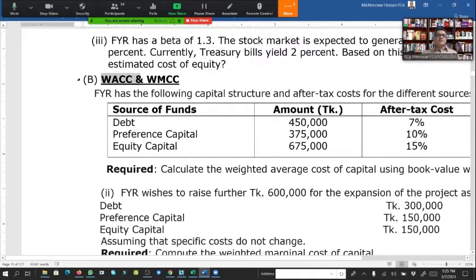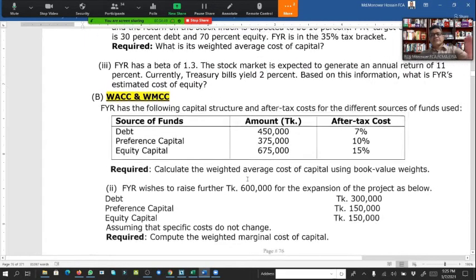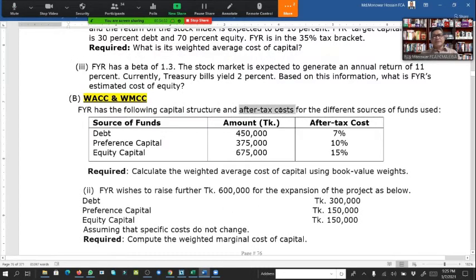Weighted average cost of capital and weighted marginal cost of capital. Here there are 2 items. One is the capital structure after tax cost. That means each one is adjusted for tax. For example, debt: this 7% is the after tax cost, that means after tax adjustment this figure comes. So debt of 4,50,000 is at 7%. Preference capital of 3,75,000 is at an after tax cost of 10%.